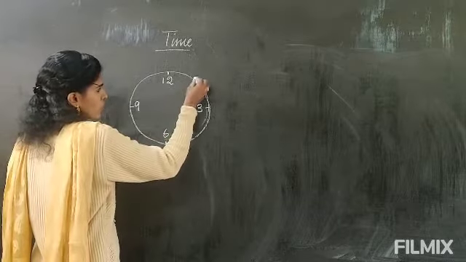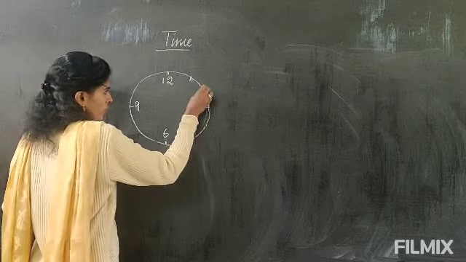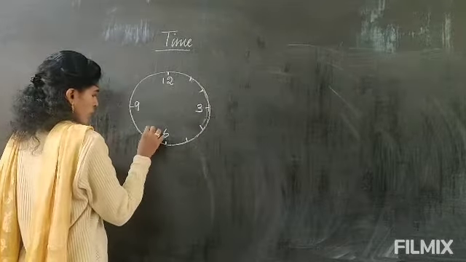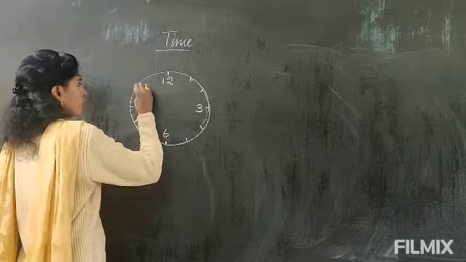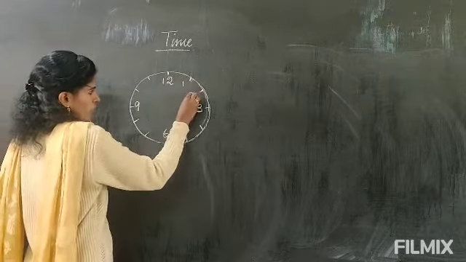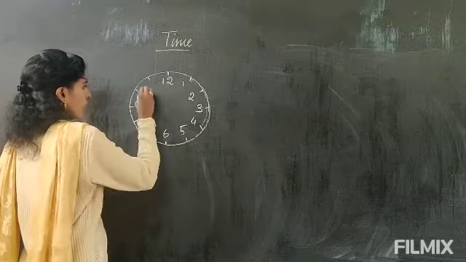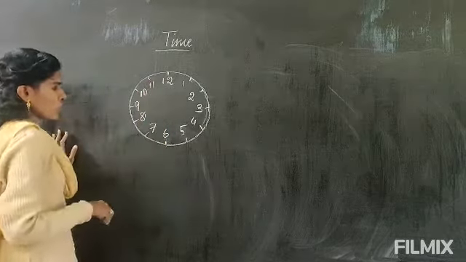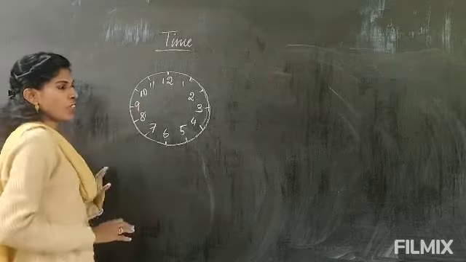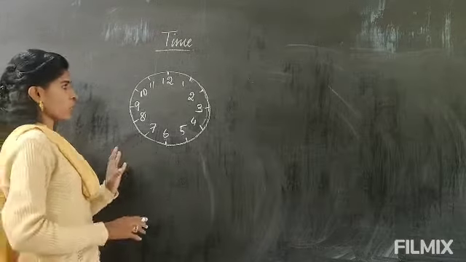Now between these you divide it into 2 equal parts. Between each number you divide it into 2 equal parts and mark it. And now arrange the numbers properly: 1, 2, 3, 4, 5, 6, 7, 8, 9, 10, 11. Okay, so this is the way the clock is divided into 12 equal parts, and these 12 equal parts are called the 12 hours of the clock.